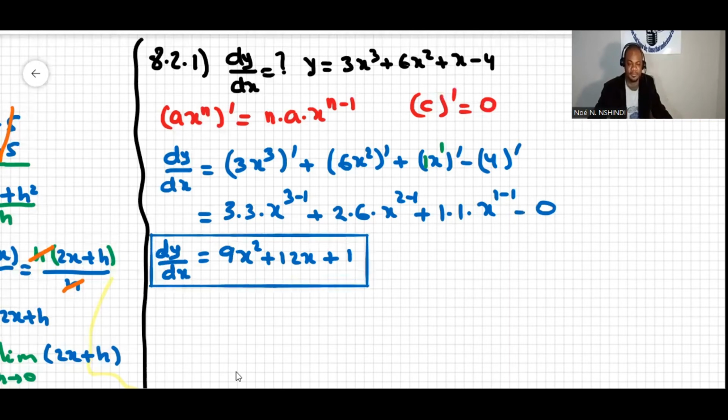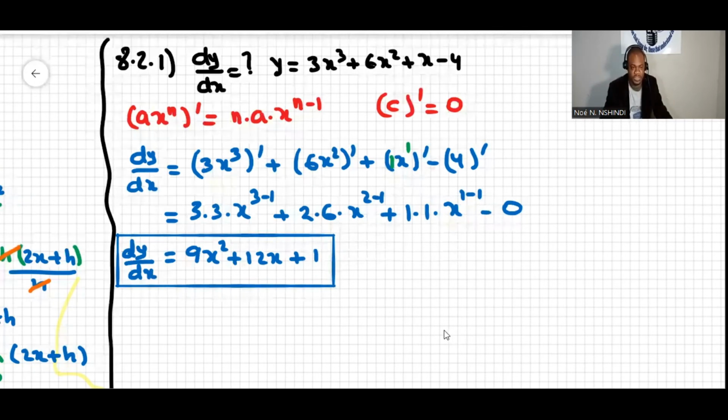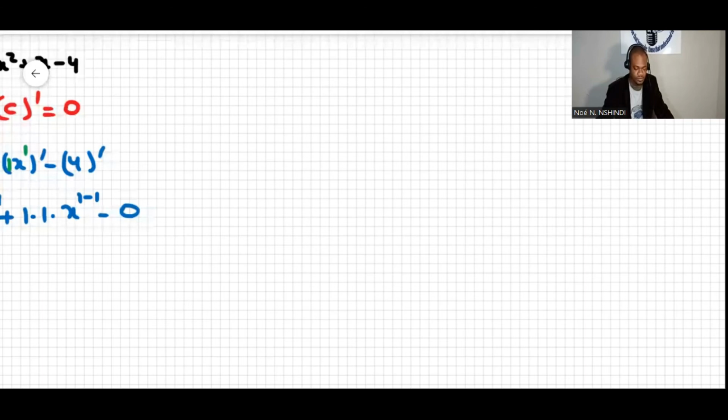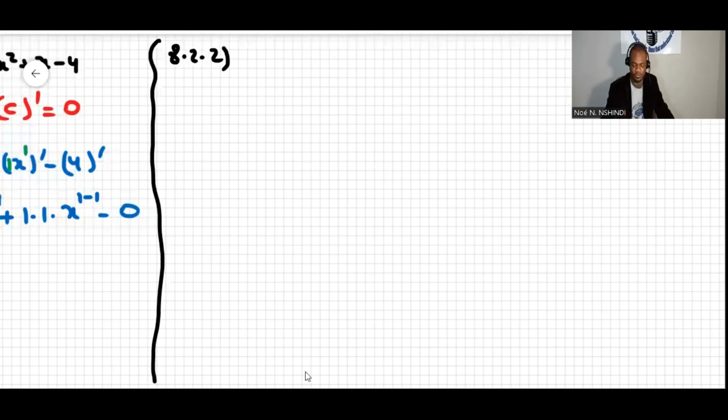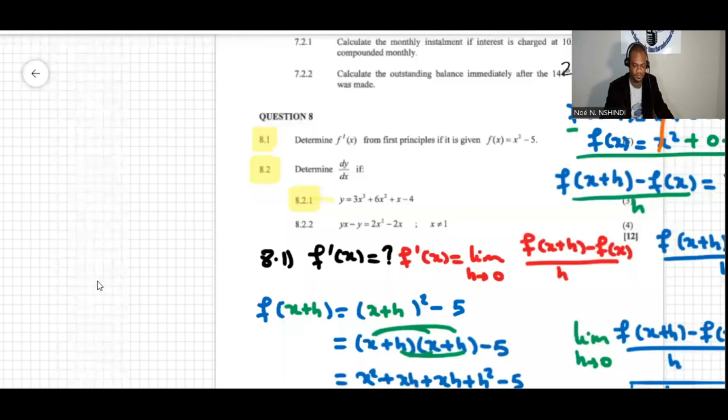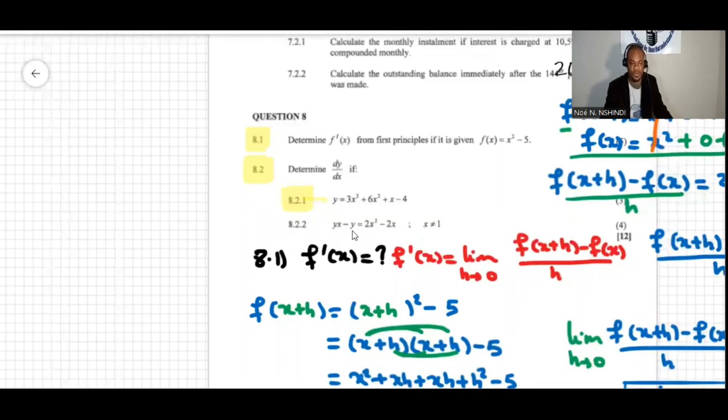Okay, and then the following question is question 8.2.2. Let's just do it over here. What does it say? It says yx minus y equal to 2x squared minus 2x, and x is different than 1. Okay, it looks a bit different, kind of tricky.